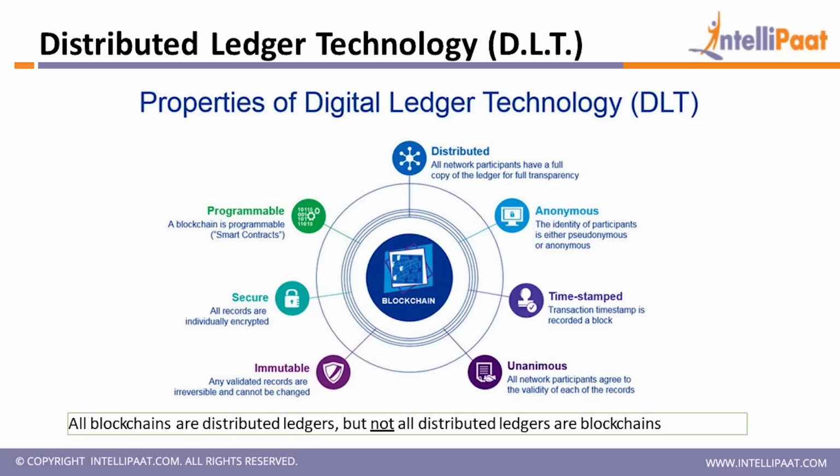Whenever a new block is generated, each validator participates to validate the block and then helps add it into the blockchain. Programmable. As we already discussed, blockchain is programmable. You can write your own logic and conditions to be met to serve your business logic using the blockchain platform. Secure. All records are individually encrypted. Immutable. Any validated records are irreversible and cannot be changed.